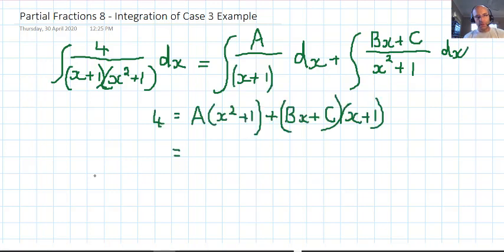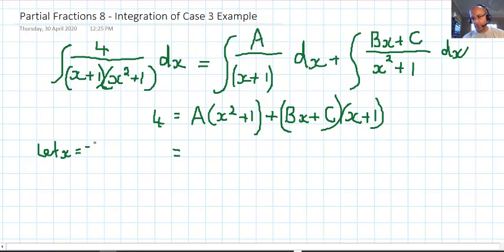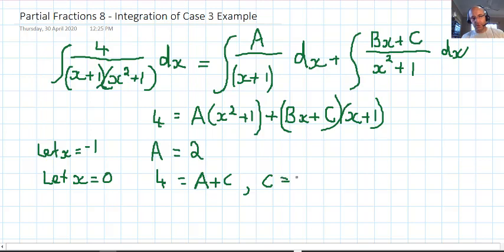From our previous videos we know that we'll have that equation there with 4 on the left hand side, and if we let x equal -1 in the first instance, we can see that we will get a equal to 2. We let x equal 0, we will have 4 equals a plus c. We know what a is, so c equals 2.